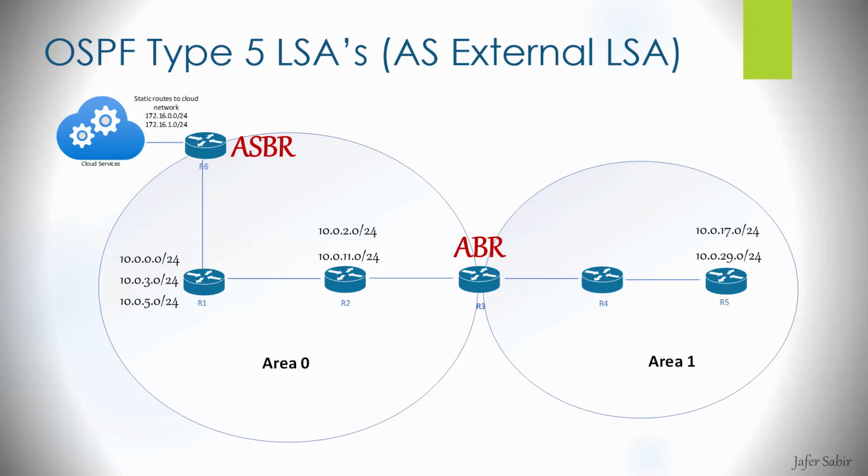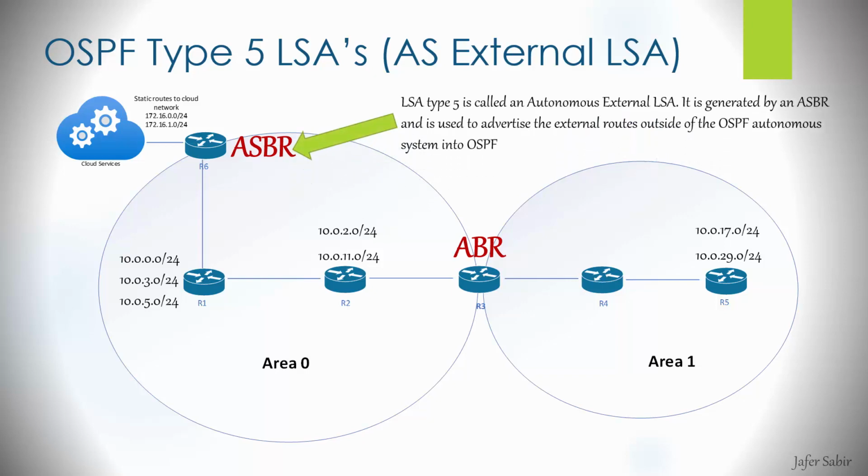And with a Type 5 LSA, an LSA Type 5 is called an autonomous external LSA. LSA Type 5 is generated by a router that has non-OSPF routes, which is external to the autonomous system boundary router, the ASBR, and it is used to advertise the external routes outside of the autonomous OSPF system, injecting them into the OSPF domain. These external routes can be static routes or another dynamic routing protocol like BGP or EIGRP. And these networks are injected into OSPF via a term called route redistribution.